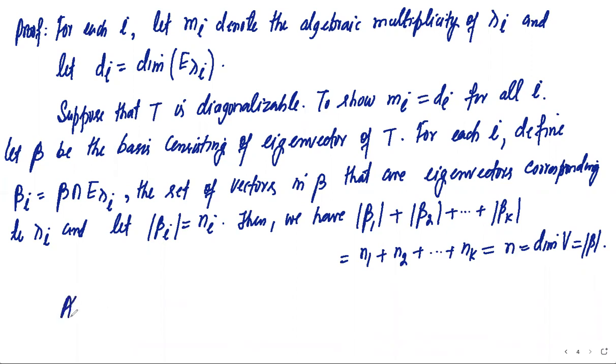Also we have m_1 plus m_2 plus up to m_k, which is the sum of all algebraic multiplicities of all the eigenvalues. This is also equal to n, because if we have a linear operator on an n-dimensional vector space, then the number of eigenvalues is equal to n. So that means the sum of all algebraic multiplicities is equal to n.